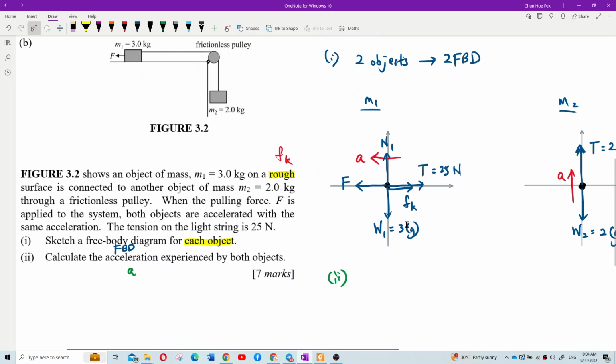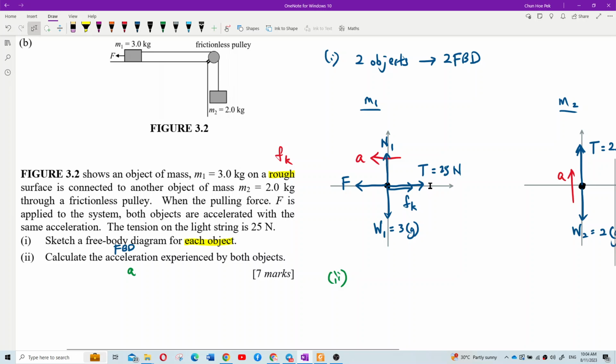If you want to do mass 1, you cannot, because you don't have this force. This pulling force you don't know. It's not given. You also don't know the friction on the rough surface, you don't know the coefficient of friction. It's not given. So you don't have these two values, force and friction.